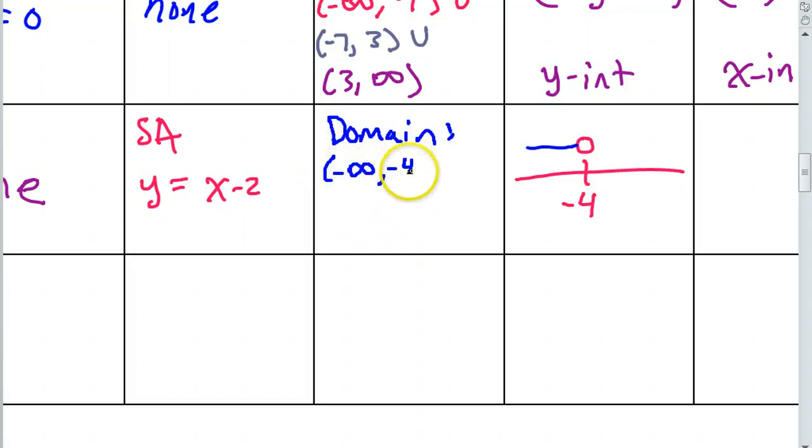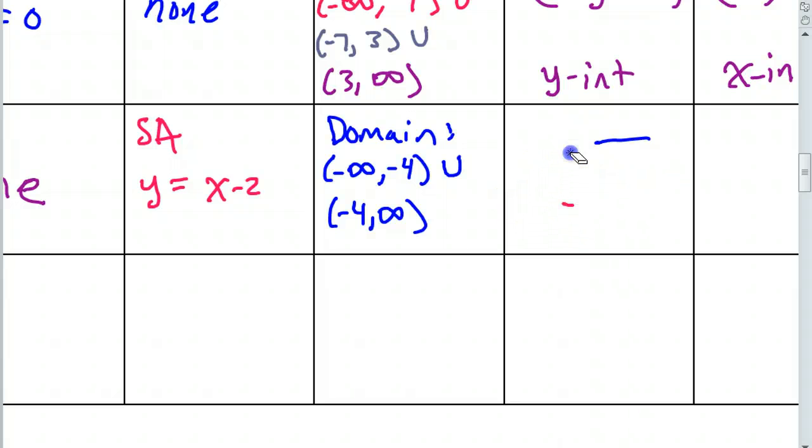Negative infinity to -4, union, -4 to infinity. Okay, you don't even need a graph to do it. You just need holes. Holes count 2. Breaking it up, all right? Holes and vertical asymptotes are all you need.